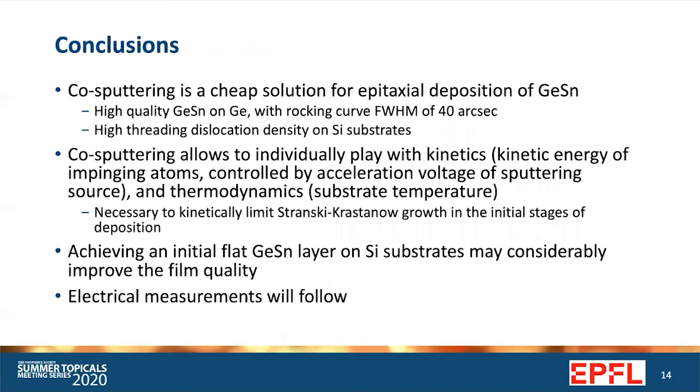So I'd like to conclude by repeating the fact that co-sputtering is a cheap solution for epitaxial deposition of germanium tin, that indeed the high quality obtained on germanium shows the potential of this technique, although we still have a high dislocation density on silicon. And with co-sputtering, we showed that we can individually play with the kinetics and the thermodynamics of the system, where the kinetics are controlled by the acceleration voltage of the plasma and the thermodynamics by the substrate temperature. This is important because we need to kinetically limit the Stranski-Krastanov growth in the initial stages of deposition.